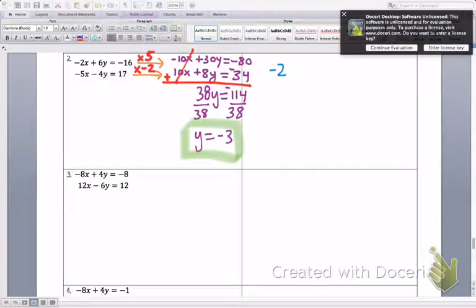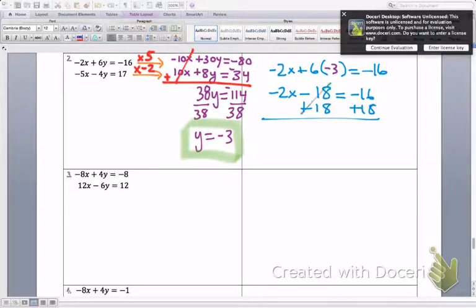So negative 2x plus 6, substitute the y, equals negative 16. I'm going to plug in the negative 3 in there, and from there just solve this. So we have negative 2x minus 18 equals negative 16. Add 18 to both sides. These cancel. Negative 2x equals 2. And then divide both sides by negative 2, which gives us x equal to negative 1.